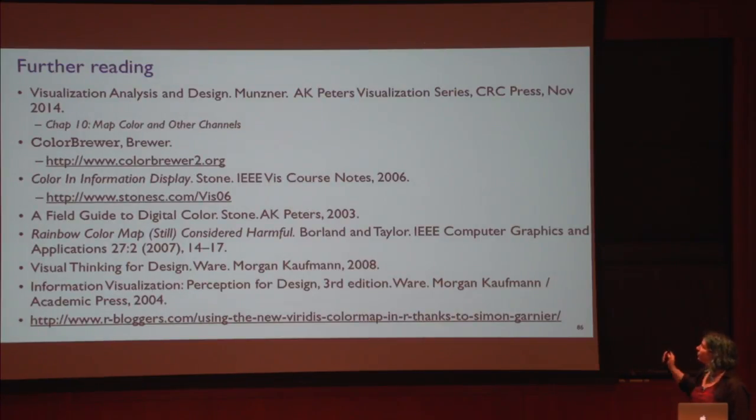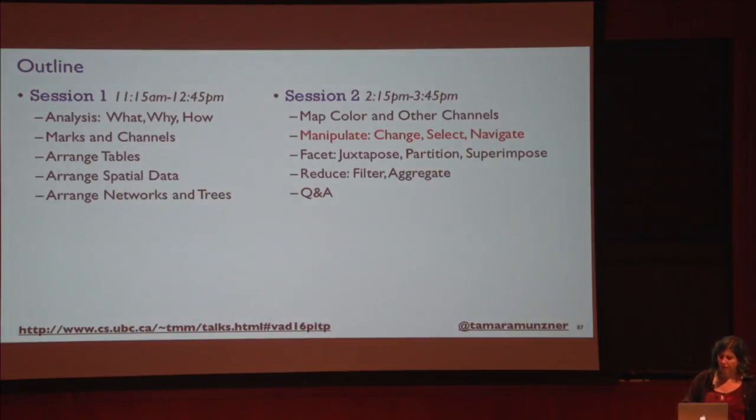Okay, so more about these as well. Here specifically is a link to the new Viridis color map, which was originally introduced in R, but I know is now used quite a bit in Python as well. Okay, any quick questions about color or channels before we march along?